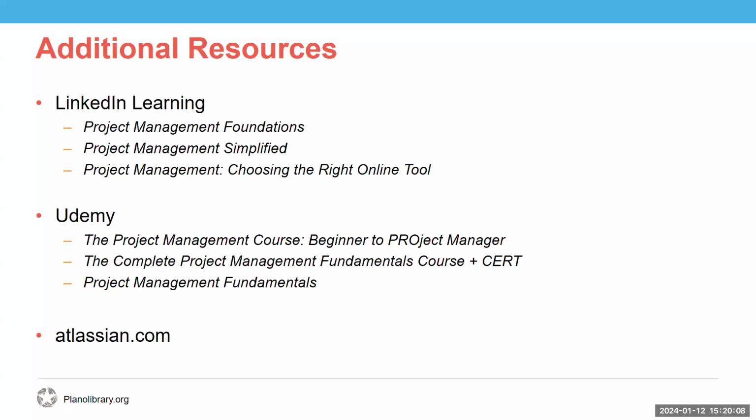And you can find out more about these certifications on pmi.org. That is projectmanagementinstitute.org. And then Atlassian is the website that Jira and Trello come from. They have a lot of good project management tools as well.